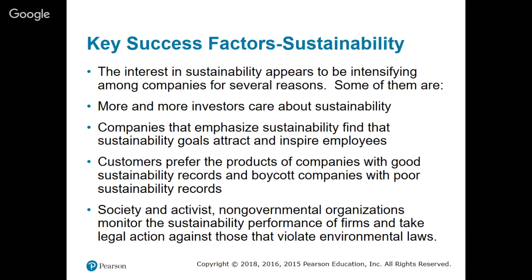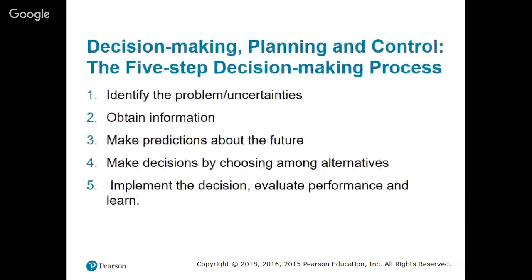Making, planning, and control. Five steps of the decision-making process: identify the problem or the uncertainties, obtain information, make predictions about the future, make decisions by choosing among alternatives, implement the decision, evaluate the performance, and learn. This is something that we're going to be doing a lot in this class.